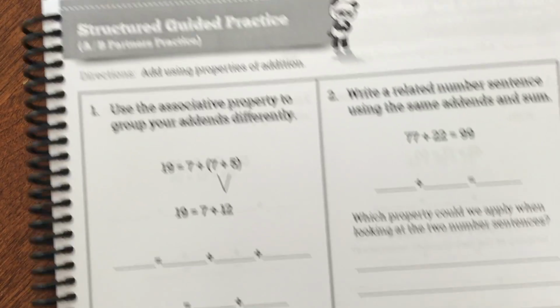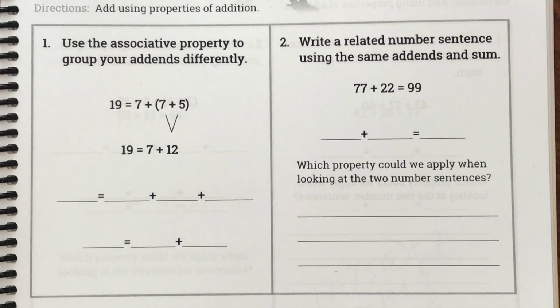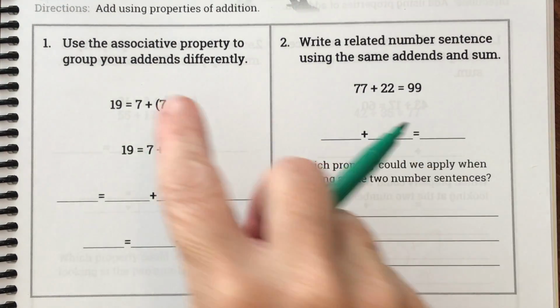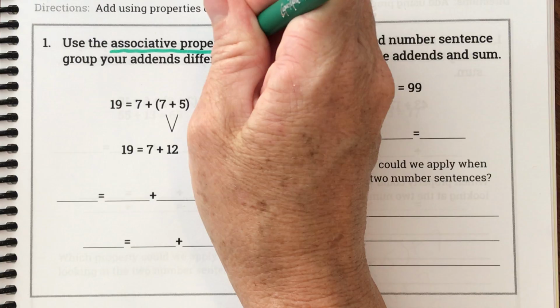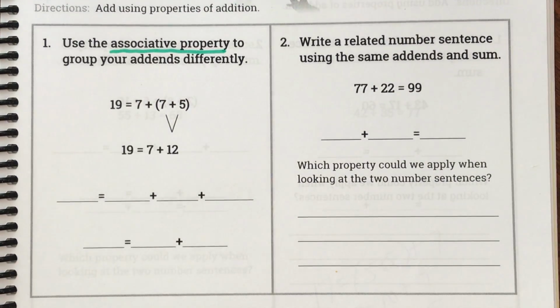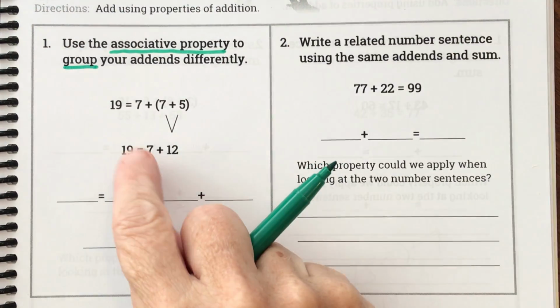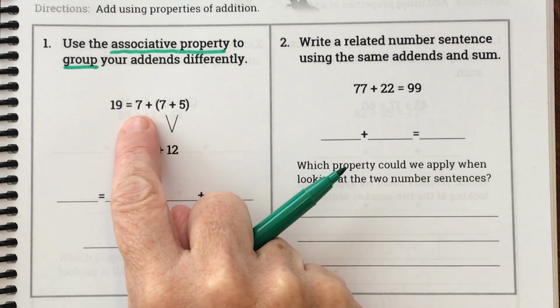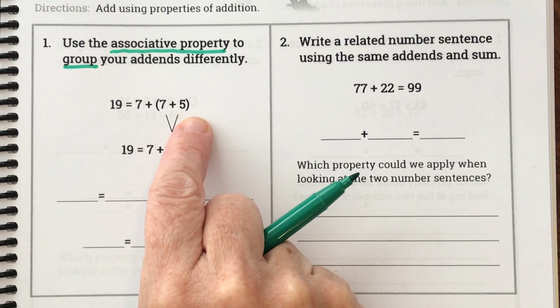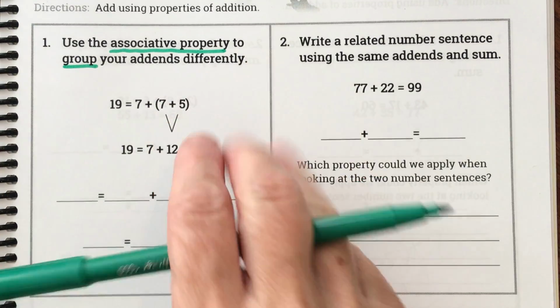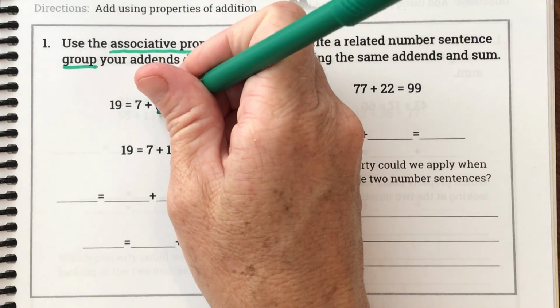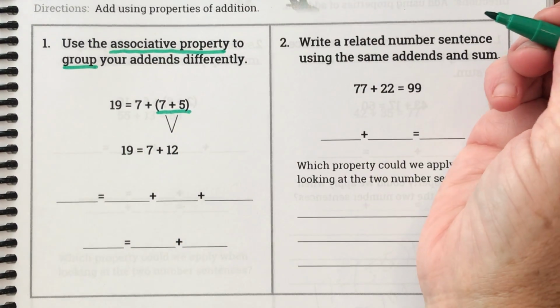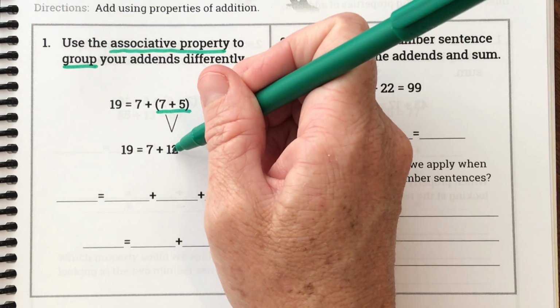We're on page 246, and our first problem says, use the associative property to group your addends differently. Okay, so remember the associative property, let's underline that, tells me I can group. I'm going to group them. So what does my equation say? 19 equals 7 plus 7 plus 5. So there's 3 addends. And they grouped the last 2. So they said 7 plus 5 is 12.